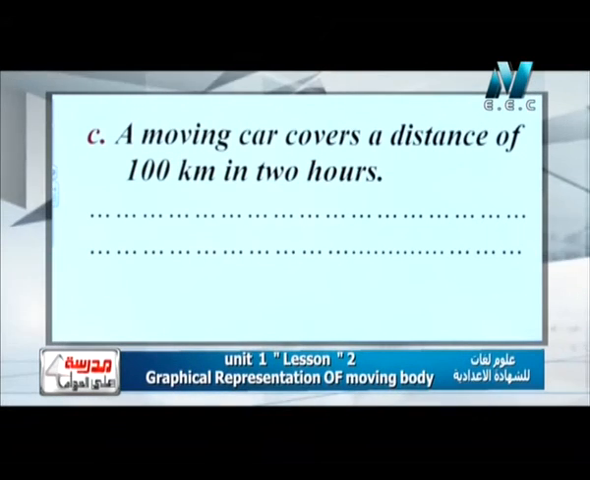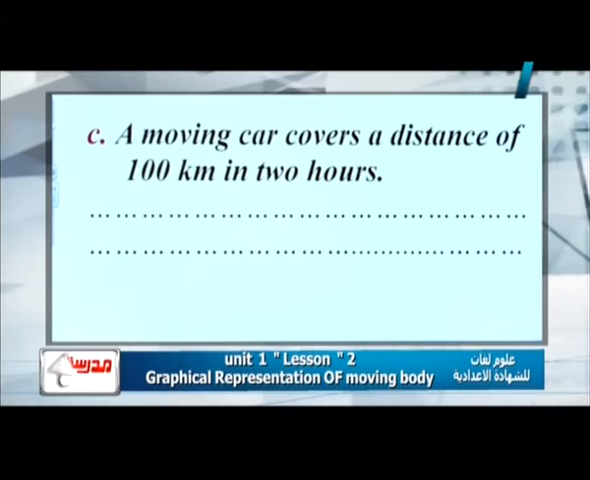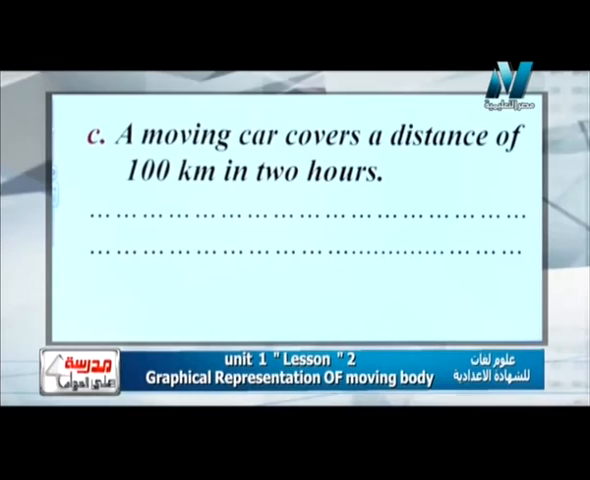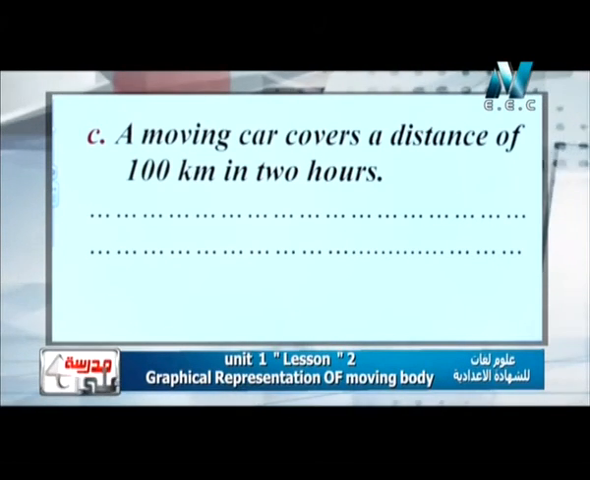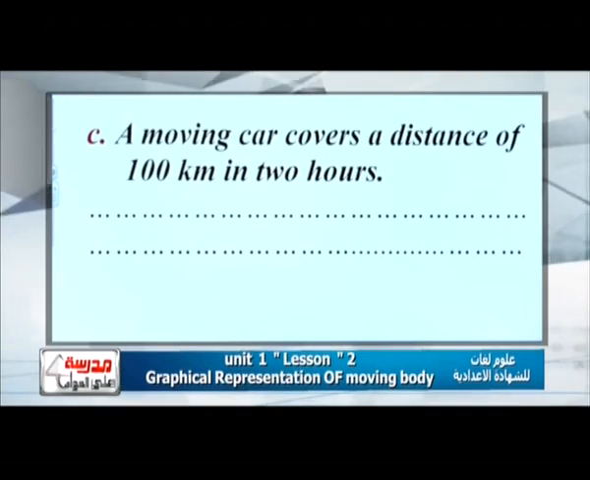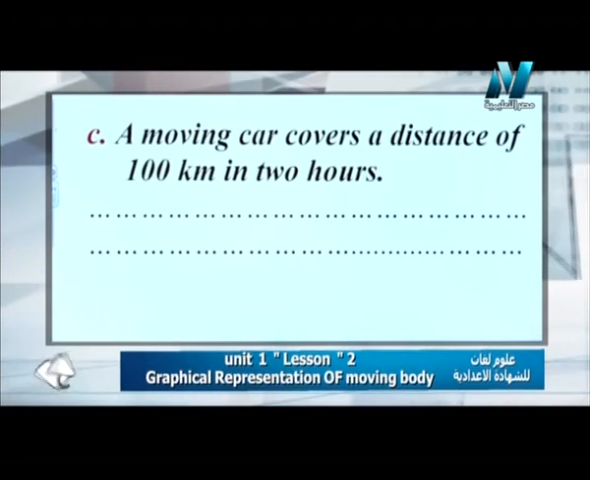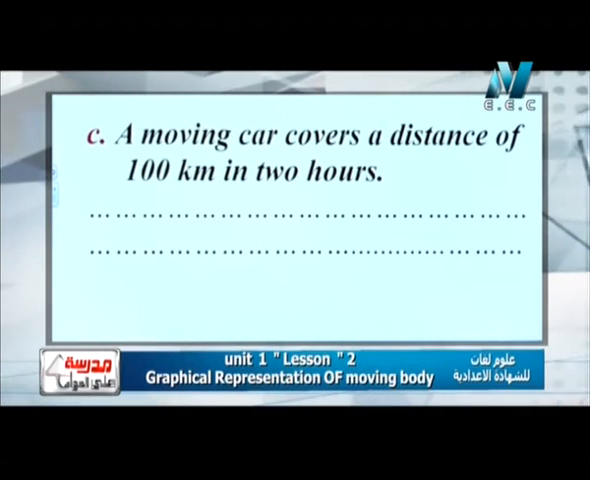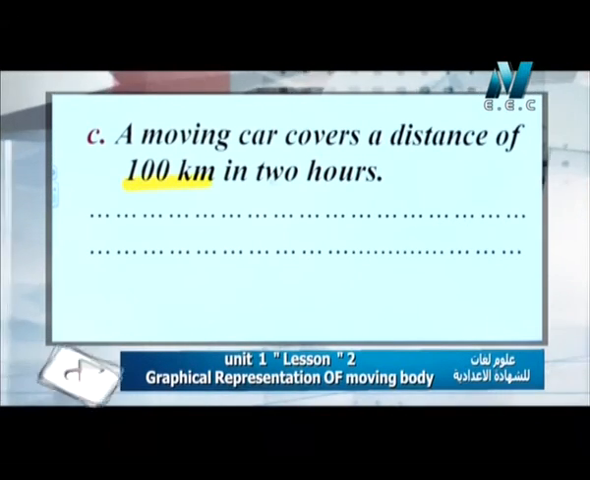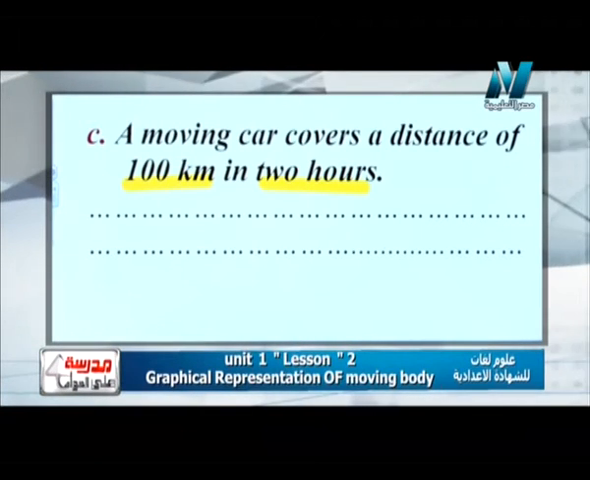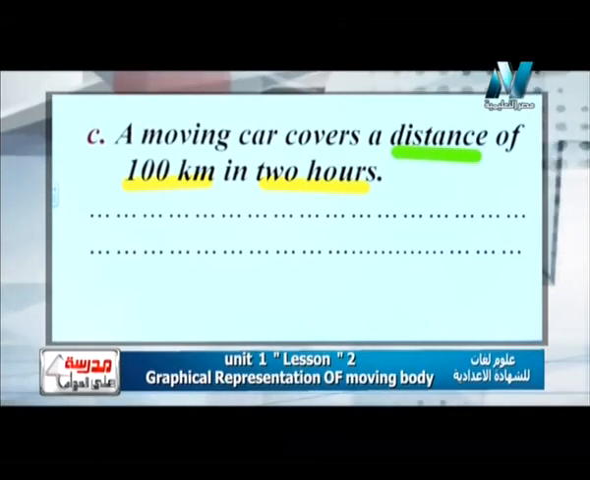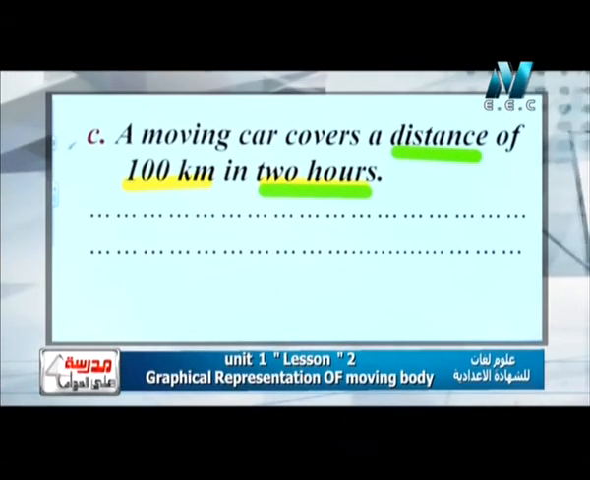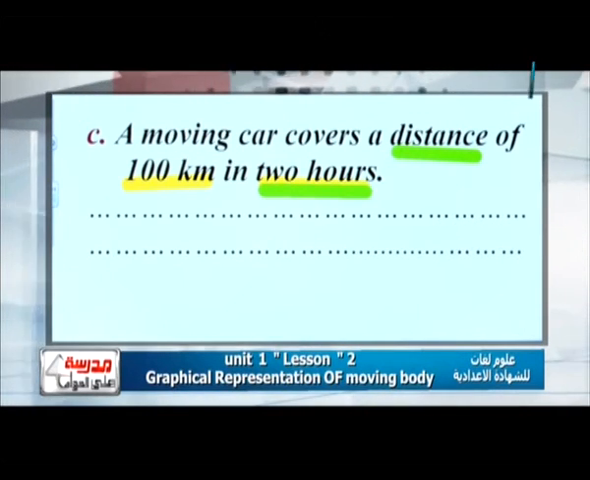A moving car covers a distance of 100 kilometers in 2 hours. We have here to define. How come? We have a prepared definition. عندنا definition جاهز. طب how can we define it again? A moving car covers a distance of 100 kilometers in 2 hours. So we have distance and we have time. So we need to talk about what? نتكلم على مين اتبقى؟ Speed, yes.